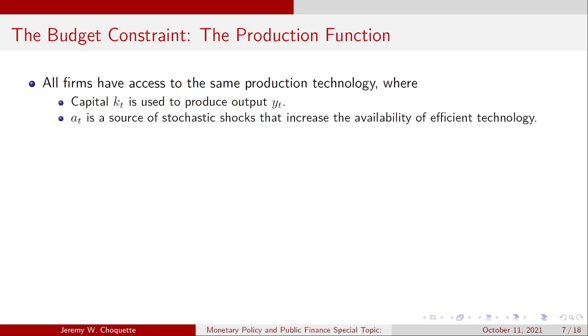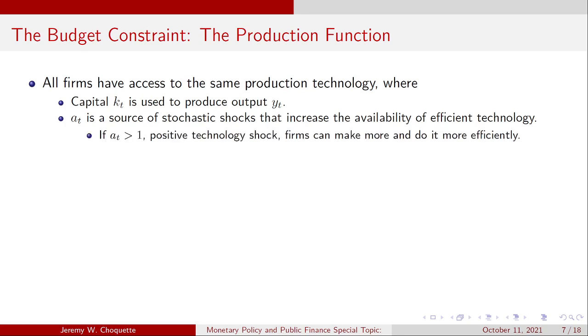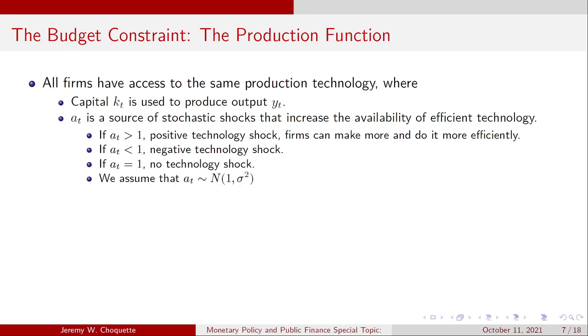Now, A sub T is a source of stochastic shocks that increase the availability of efficient technology. If A is larger than one, it's a positive technology shock. Firms can make more and they can make more efficiently. If it's less than one, it's a negative technology shock. It's like firms lose technology. It's kind of strange to think about how that works. There's a way to explain it in the context of the model, but it's not really the explanation in the real world. It's weird, but if it's less than one, there's a negative technology shock. Just think of it like that. Now, if it's equal to one, there's no technology shock.